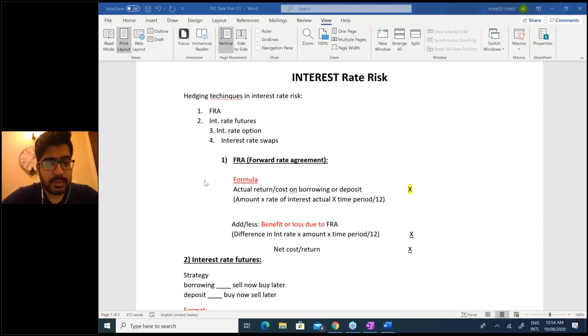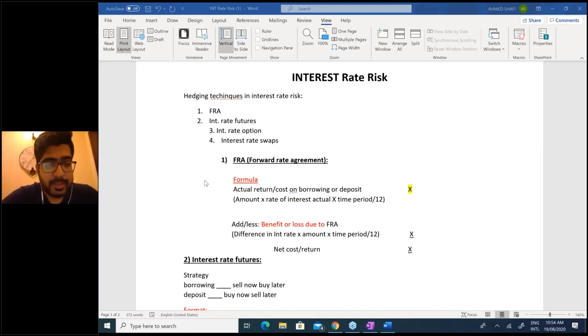So we take actual return on deposit or cost on borrowing. How do we take actual return on deposit or cost on borrowing? It's simply the amount you need to borrow or deposit into actual rate of interest into time period over 12. You may be getting a deposit case, so return on deposit. You may be getting a borrowing case, so cost on borrowing.